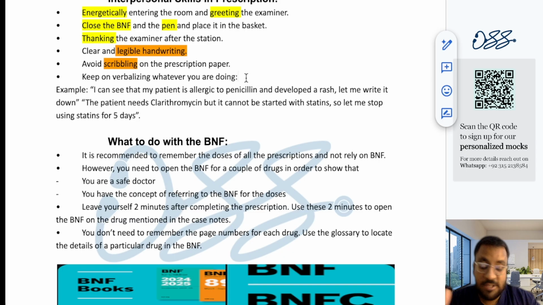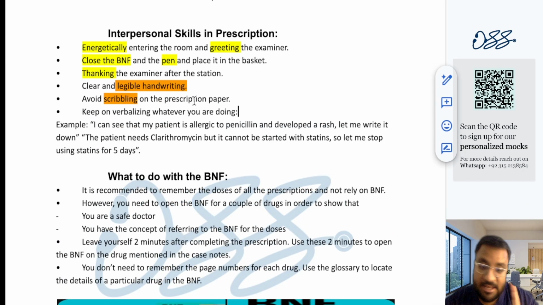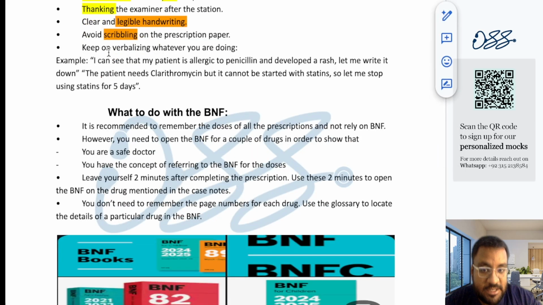So make sure that you are writing it properly, no scribbling, no cutting, and no slashing of the medication. If something has gone wrong, that is fine. Just put a very decent and simple cross on it, and then just move on to the next section to write it clearly. Do not overwrite. These are the things that you need to have in your mind when you're dealing with the prescription station.